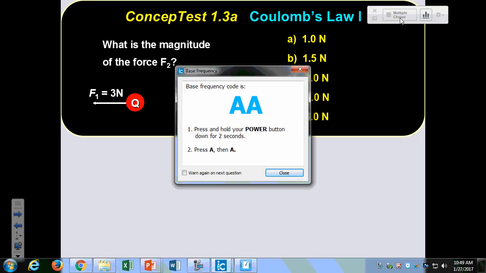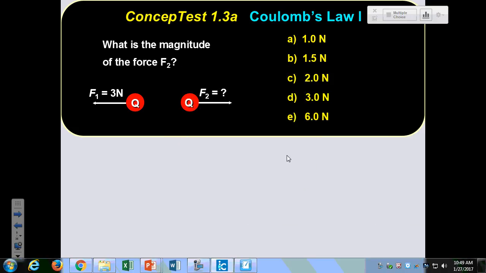Okay, guys. Let's finish up this clicker question. If you were watching, I just have the answer up there. But what is the magnitude of the force F2?